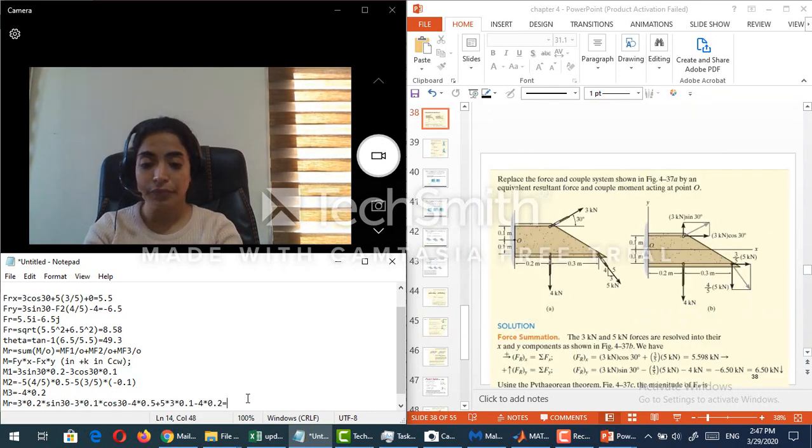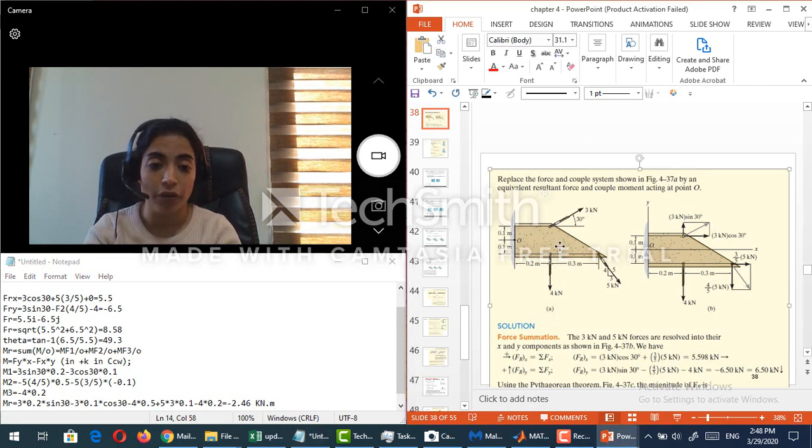Okay, so now the answer is minus 2.46, and the unit is kilonewton meter because, as you can see, the force is in kilonewton and all the dimensions are in meters. Since this answer is negative, this means that M resultant is not counterclockwise, it is in clockwise direction, or in minus k direction. So this is M resultant, and now I can draw it on my figure.